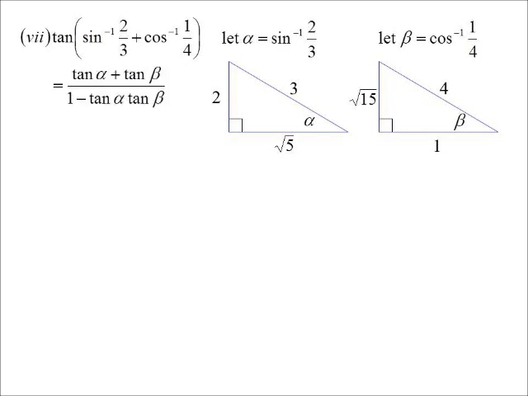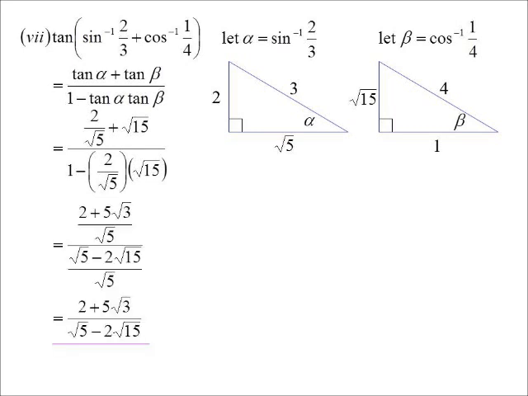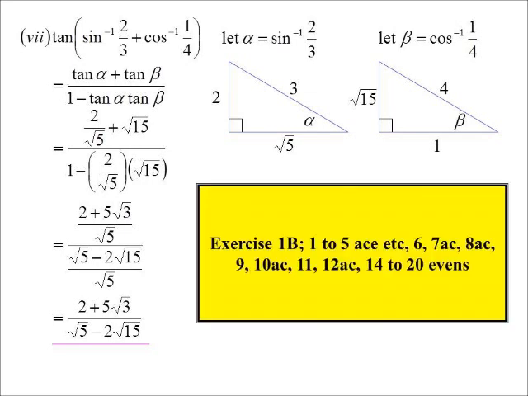So we're now saying tan of alpha plus beta, which of course we know is tan plus tan on 1 minus tan tan. And we substitute in. Well, a bit of playing around to do. But eventually we get there. 2 plus 5 root 3 on root 5 minus 2 root 15. So that's 1b, playing around with these new functions we call the inverse trig functions.